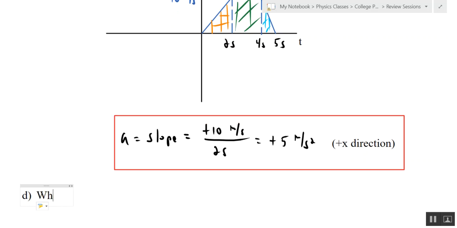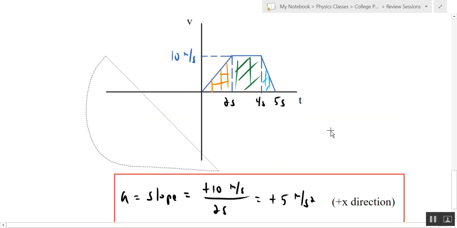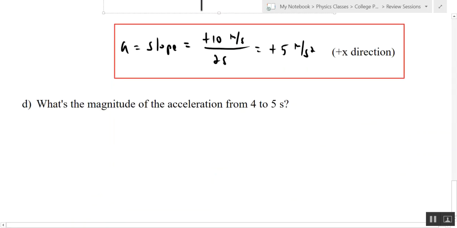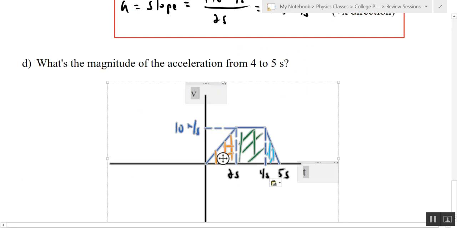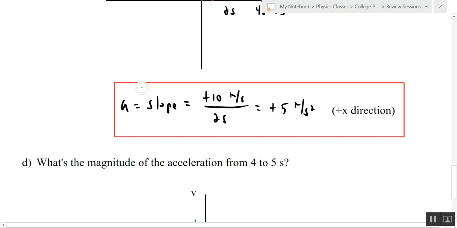All right, so I'm going to ask one more part here related to the acceleration from 4 to 5 seconds. So the question is, what's the magnitude of the acceleration from 4 to 5 seconds? Okay, so I'll copy this here again so you can see it. So what's the answer? Yeah, just 10 meters per second squared, right? That's the answer. So it's the same thing that we did in this one, right? It's the slope, obviously.